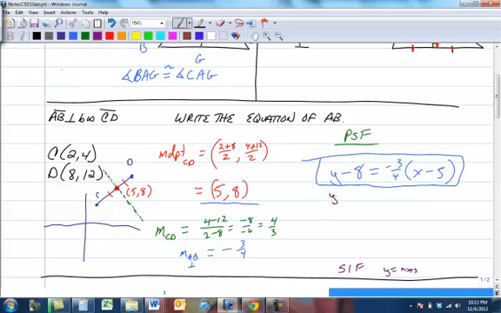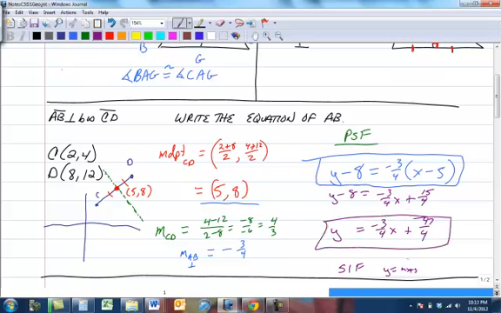So y minus 8 equals negative 3/4 x plus 15/4. All right, add 8 to both sides. So you get y equals negative 3/4 x plus, adding 8 would add 32/4. So this would be 47/4. That's gross, but that's slope-intercept form.